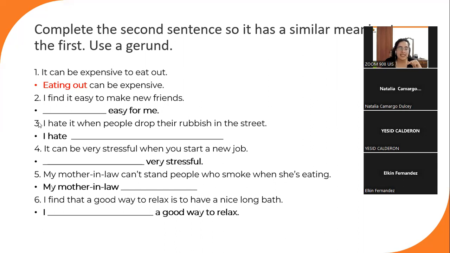So you're going to do the same with sentences 2, 3, 4, 5, and 6. You have a sentence, then another sentence under it. You need to use a gerund to make a sentence that has a similar meaning to the first one. Okay? Questions about the activity? What we need to do? No, teacher. Okay, let's start working.